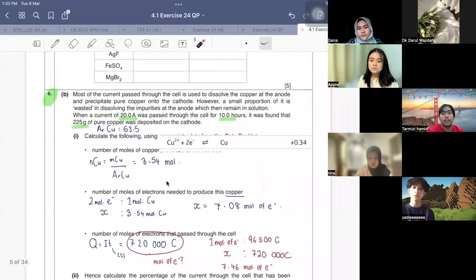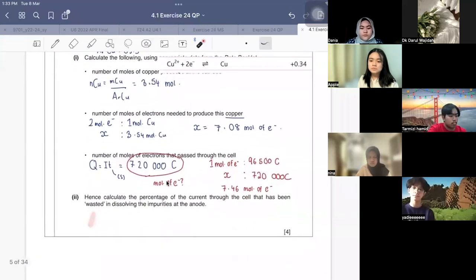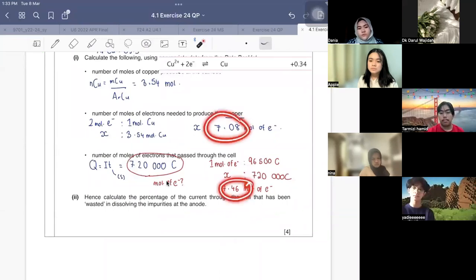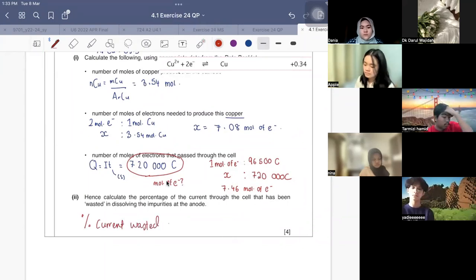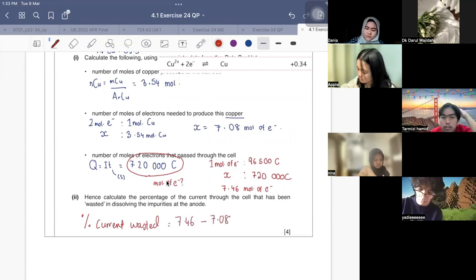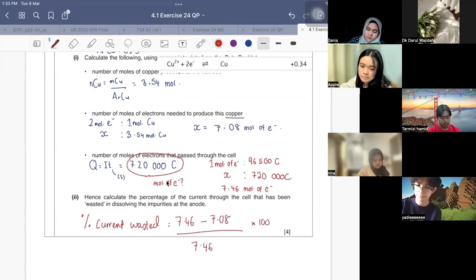Okay, so to find the percentage waste, this is the electricity or the current that you are supplied with, but this is the current or electricity that you used for the reaction. Okay, so that means to find the percentage of current wasted or electricity wasted is equal to 7.46 minus 7.08 over the total current you are supplied with.